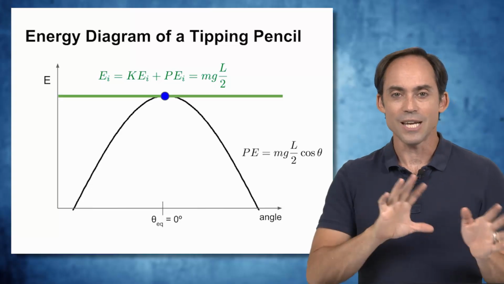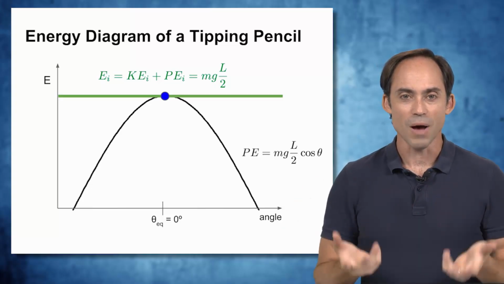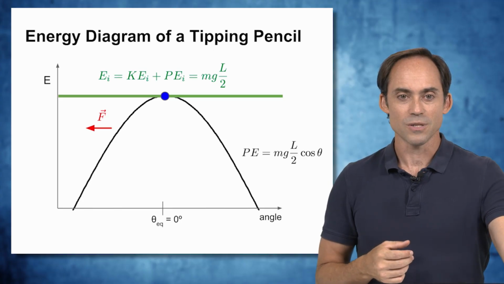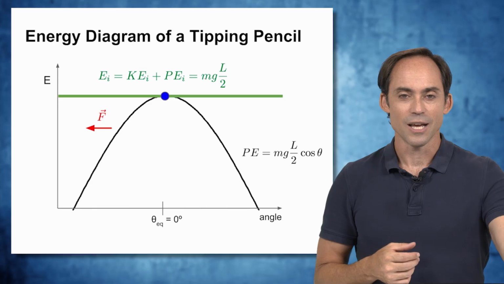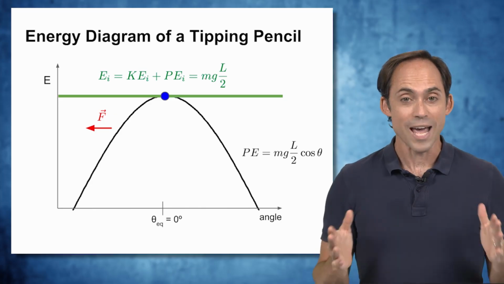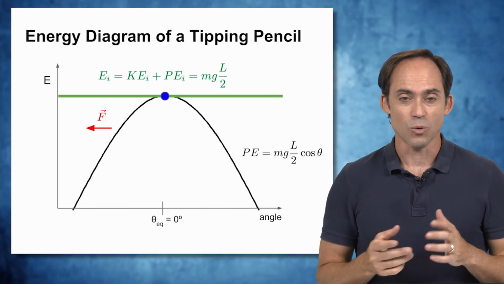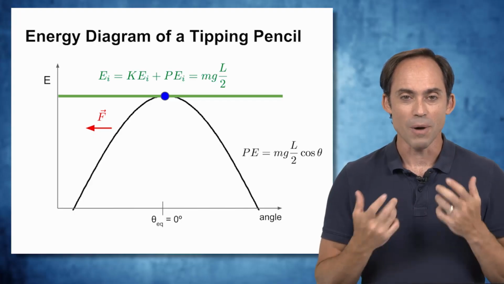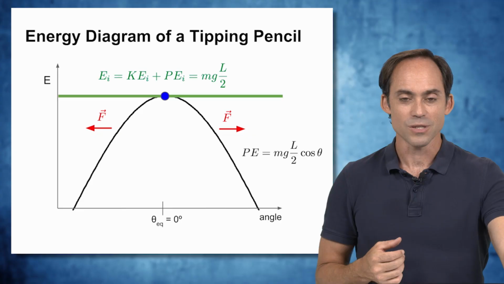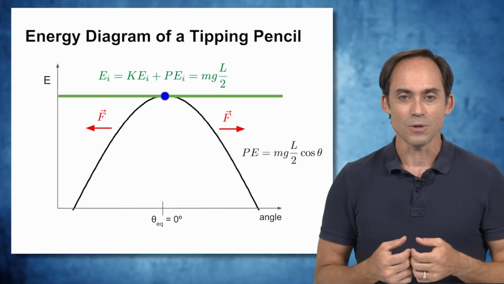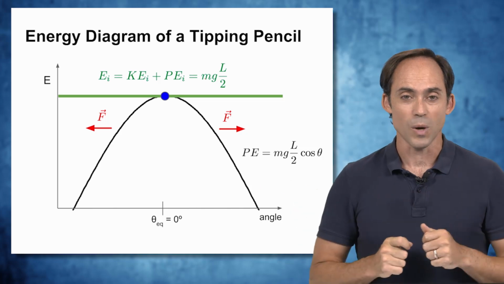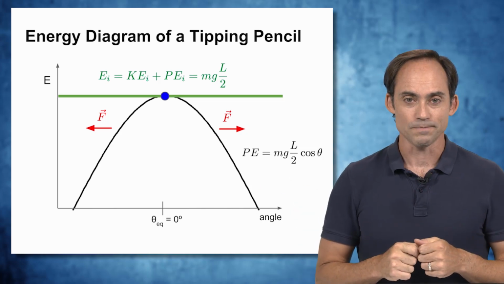But notice that on either side we're going to have positive kinetic energy, and more importantly, the slopes of the potential energy curve are such that the force is going to always act away from this equilibrium point. So on the left side of this potential energy diagram, we have a positive slope, so we have a negative force. On the right side we have a negative slope and therefore a positive force, and on both sides the force is driving the pencil away from its equilibrium position.